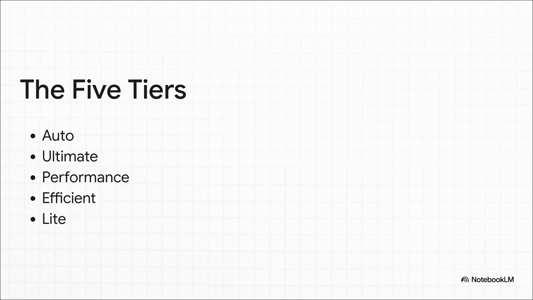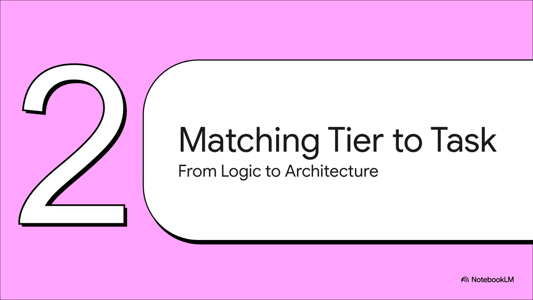You've got Auto, which is kind of like your smart, do-it-all default setting. Then there's Ultimate and Performance for the real heavy lifting. Efficient is your go-to for the daily grind. And finally, you have Lite, which is completely free for those super quick tasks. Let's break down when you'd use each one. So this is the crucial part, right? Matching these tiers to the stuff we actually do every day. Everything from asking a simple syntax question all the way to designing an entire system from the ground up.